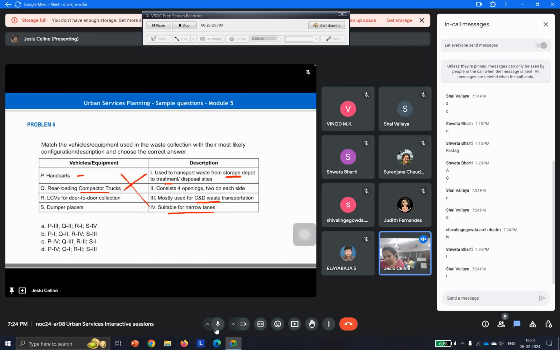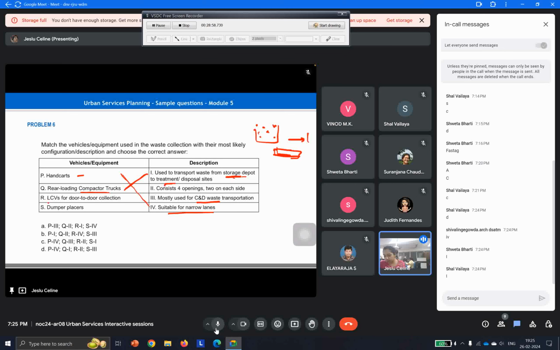So now why is this useful? Because now you have a storage depot and then you're going to the disposal site. So there's a lot of waste in the storage depot. So now in the compactor truck, we can compact it and carry the maximum amount of waste, because in this region mostly the sorting is already done. So when it's of the same composition, it's easier to compact. So these rear loading compactor trucks can be used to take it to the treatment or other disposal areas. Very good.